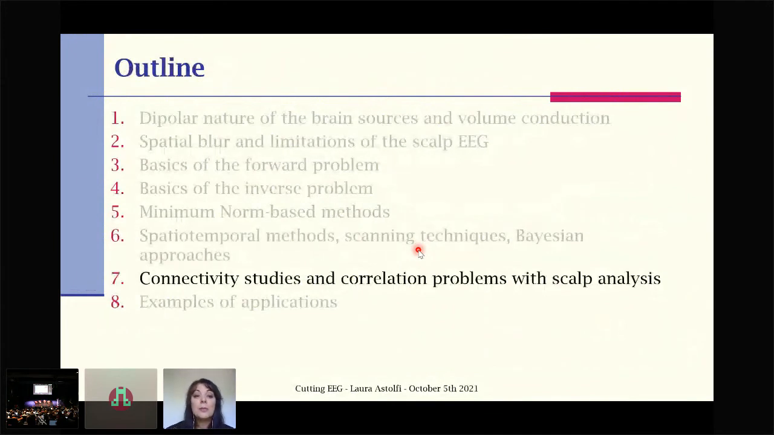In this last part of my talk, I would like to focus on connectivity studies because that's my main field of interest, and because connectivity is strongly affected by volume conduction and by the problems of scalp EEG. So I found it quite important to consider the implication of the source analysis for connectivity studies.